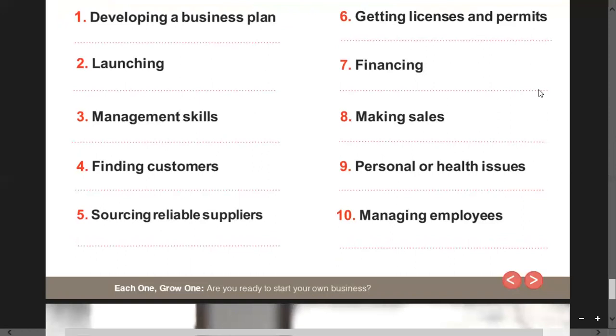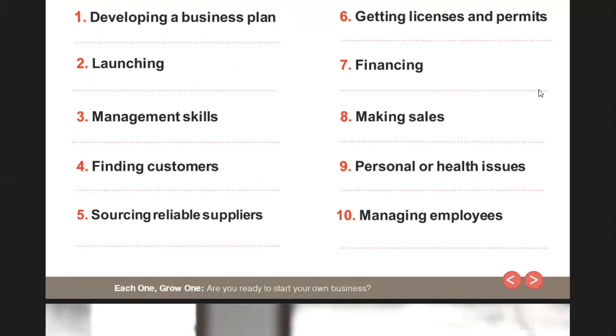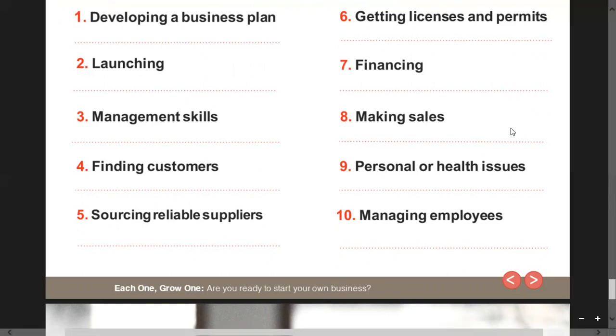And number nine, personal and health issues. Yeah, it's also important. If your health is not good, right, how can you work? How can you manage your business? And the last one is managing employees.